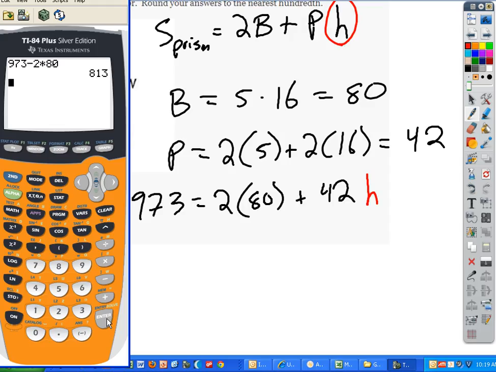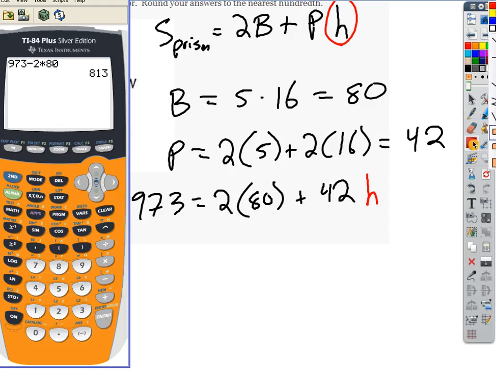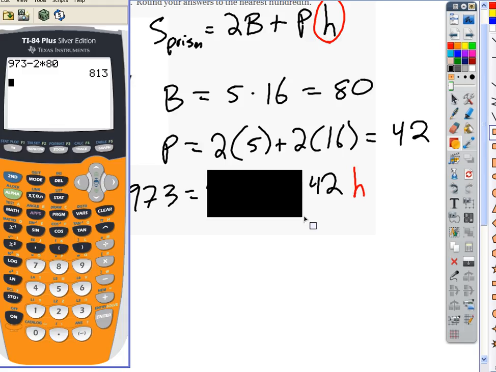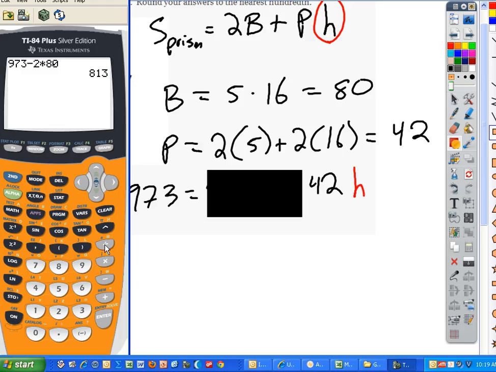Divide by 42 and we're done, right? So we'll just divide this last stuff by 42 and now we got the h by itself and it's 19.36. Okay? Make sense? Okay?